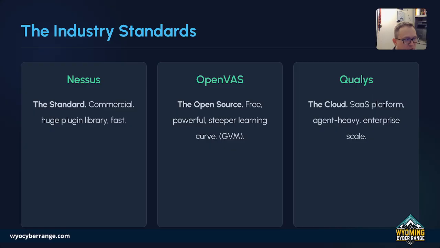Nessus itself is the gold standard. It's commercial, which means it costs money, but it has a massive plugin library and is very, very fast. OpenVAS is the open source alternative. It's free, powerful, found on many different Linux operating systems like Kali and Parrot, but it has a steeper learning curve. Lastly, we have Qualys, which is a cloud-based scanning program. It's on a SaaS program, so it's heavy on agents and designed for enterprise scale.